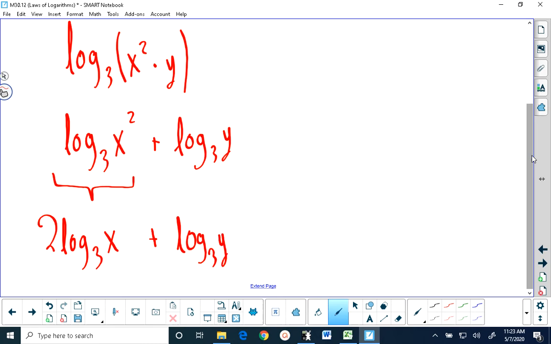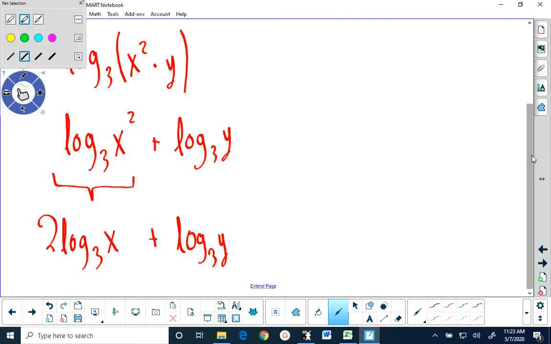I want to point out something that I talked a little bit about in the last lesson. You want to write things in a very tidy way. For example, the y, the log, the x, and the log are all written on the same line.